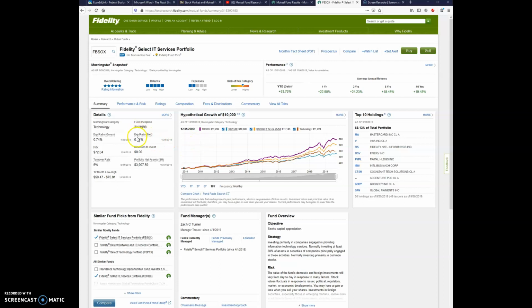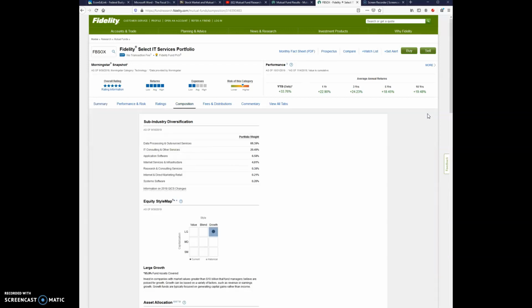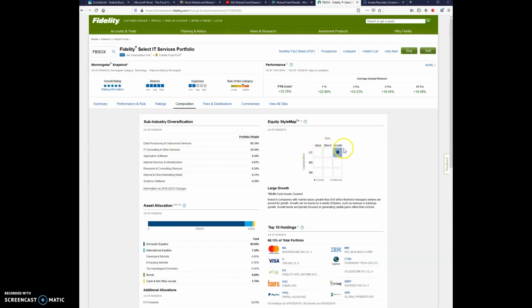So expense ratio, so what's in it? So here is most of the portfolio. MasterCard, Visa, Fidelity, Pfizer, PayPal. Oh, okay. Some of these I don't know. Oh, GoDaddy, that's website. So these are all technology. Duh. Okay, if you want to see more, that was the top 10 holdings. Okay, never mind. Let's go back.